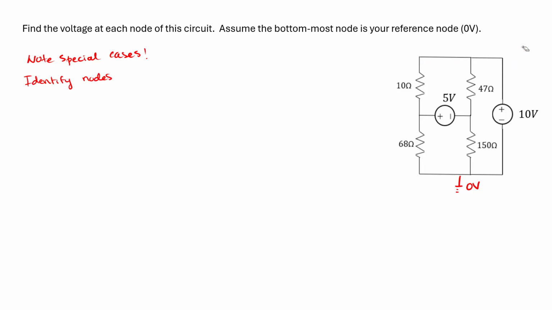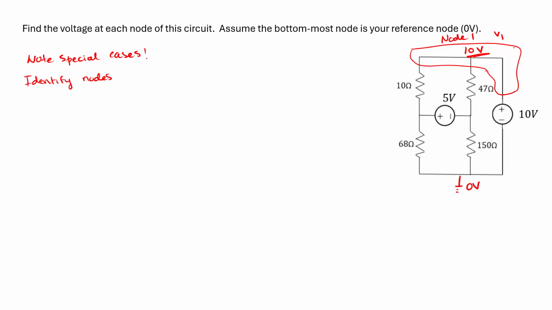Let's go ahead and take this whole topmost area to be node 1. We could call this voltage V1, but notice that node 1 is between our 10-volt source and the ground. So node 1 has to be sitting at 10 volts.